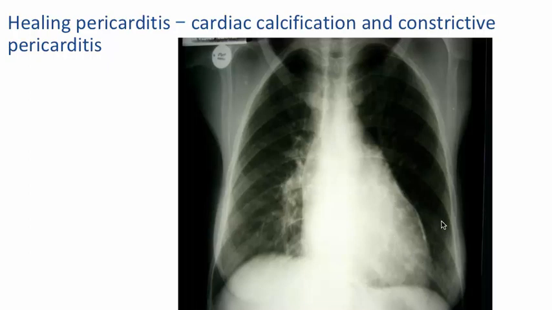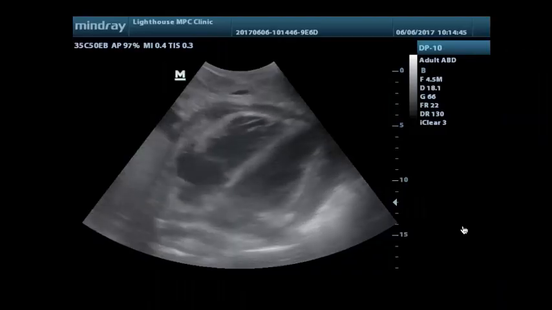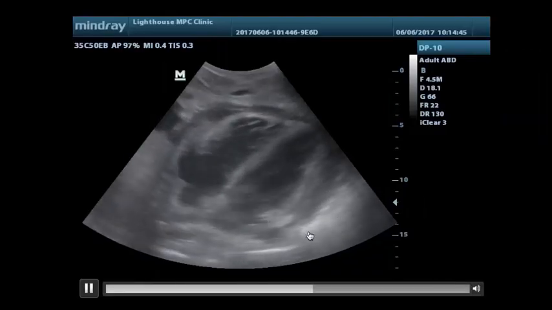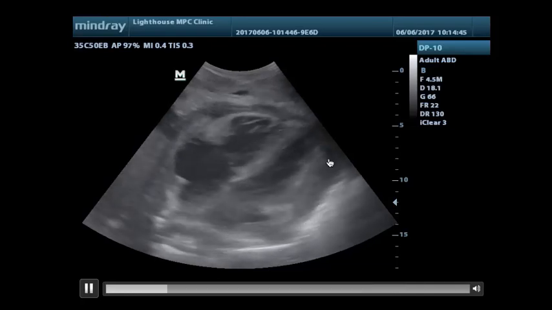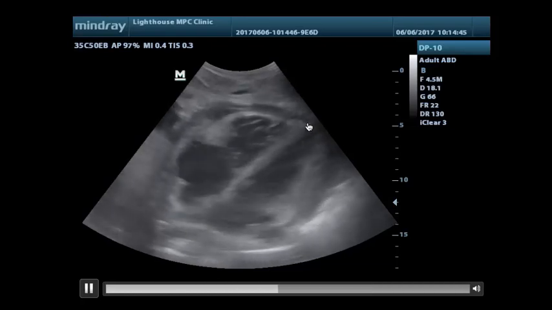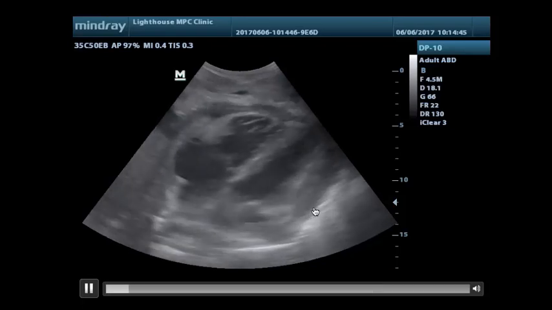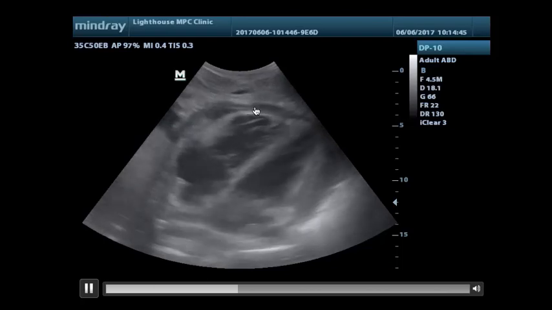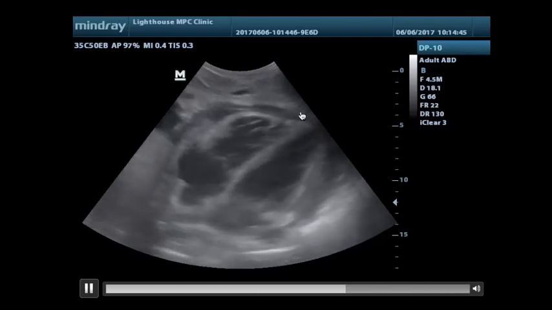This is probably a previous pericarditis which healed, either treated or untreated, and which led to a calcification. And we can see that in ultrasound as well. So here is a patient with a constrictive pericarditis, and the main thing that you see is similar to the effusion. You see a hypoechoic rim around the heart, lining the pericardial sac.